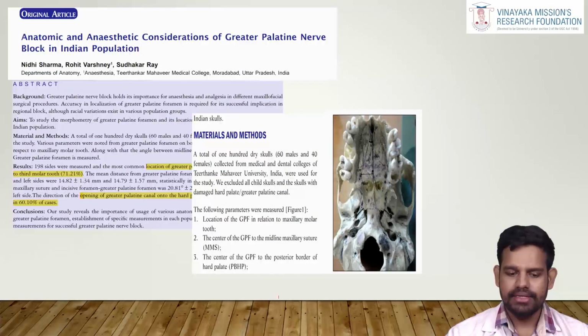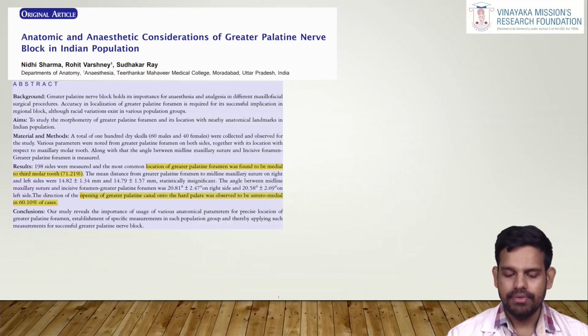Another article, given by Nidhi Sharma, says that in the anatomy and anesthetic consideration of greater palatine nerve block in the Indian population, they studied 198 sites, and the most common location of the greater palatine foramen is in the third molar tooth area. The opening of the greater palatine canal onto the hard palate was observed to be anteromedial in 60% of the cases. In the majority of the cases it is found in the anterior third of the maxillary third molar, which accounts for 71.21%.